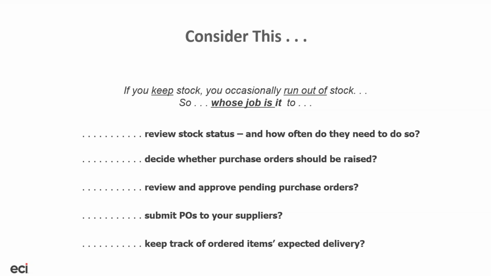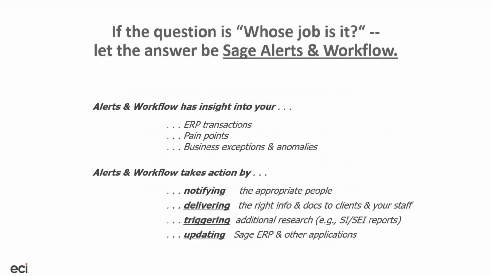And finally, once the PO is submitted to your supplier, whose job is it to keep track of those items' expected delivery, to make sure they arrive on time and with an acceptable and hopefully very low number of damaged items? Again, these are all tasks that you and your colleagues need to perform and probably do perform on a daily or weekly basis. So if the question is, whose job is it, what we're advocating here is to let the answer be Sage Alerts and Workflow, because that's exactly what it's designed to do.